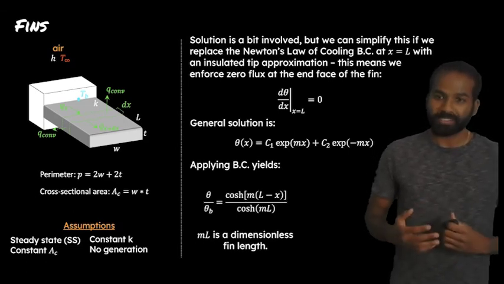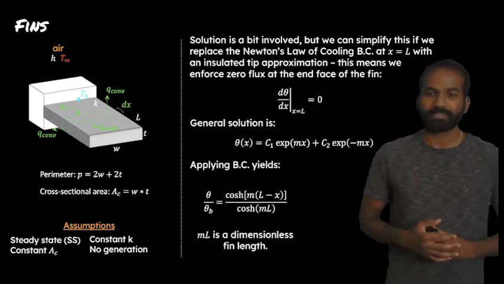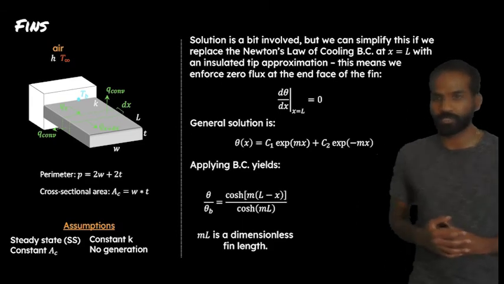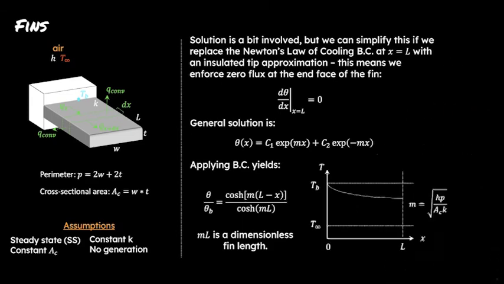We can now plot this solution, which will give us some physical insights into this temperature distribution. For a given value of m, we can obtain a profile that looks like this. At x equals 0, the temperature is T sub b, and at x equals L, it's at a smaller value of the temperature. We see that the slope of the temperature profile is 0 at x equals L based on our boundary condition.